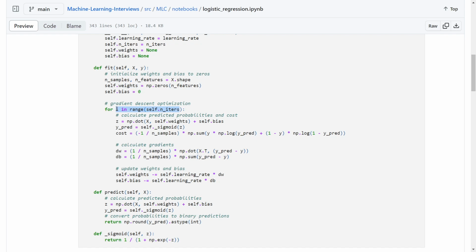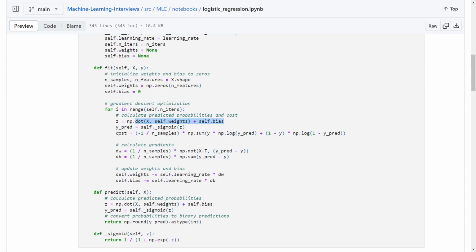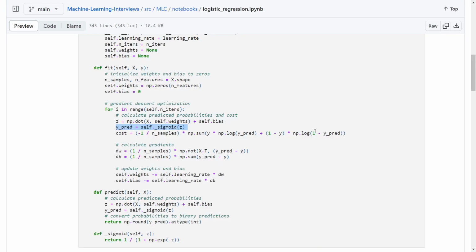Now we are writing the code for the gradient descent optimization, in which for all the number of iterations, in each iteration we calculate z. Z is nothing but x into weights plus self dot bias. So z is the value that we were getting here, beta naught plus beta 1x. In the next line, we are saying y equals sigmoid of z. I hope you are already aware this function is also known as sigmoid, 1 upon 1 plus e raised to the power minus z, and z here is beta naught plus beta 1x.